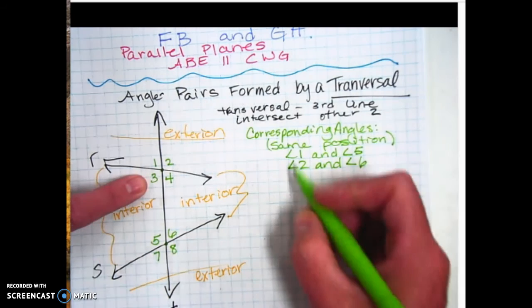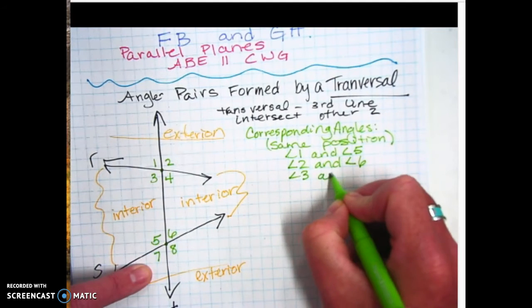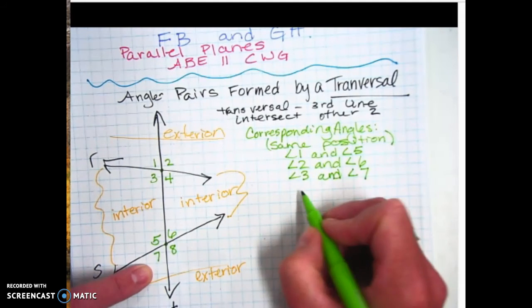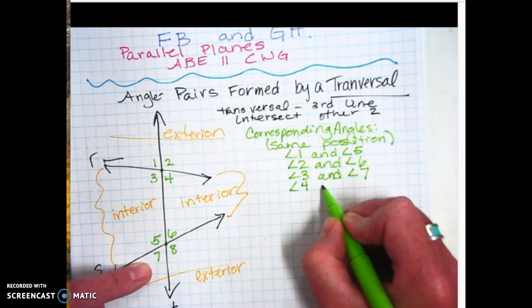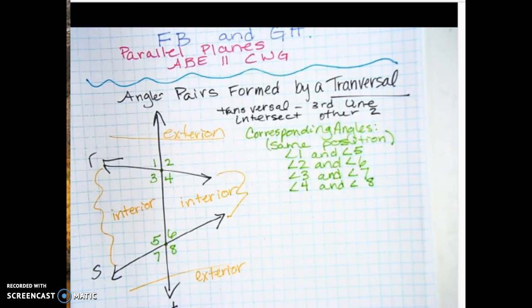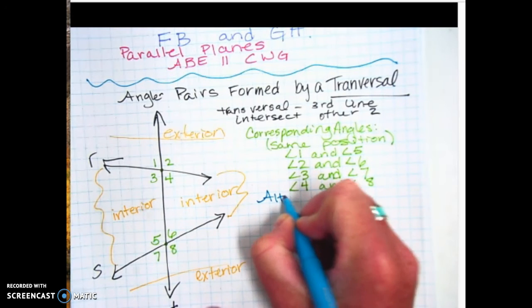Okay, so here's angle 3. What's its corresponding angle? So 7, you're going to say angle 3 and angle 7 are corresponding. And then the last pair, obviously the last two, angle 4 and angle 8 are also corresponding. So that's the first relationship, corresponding. Pretty easy. Just whatever angles are in the same position as you follow that transversal down, they're going to be called corresponding, okay?